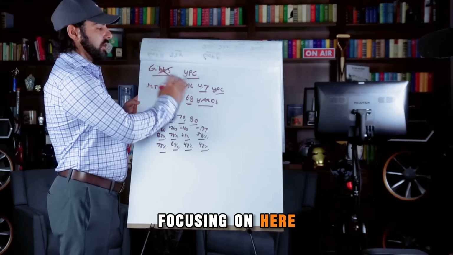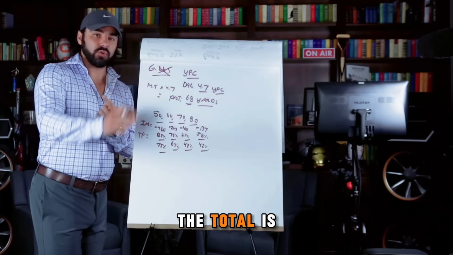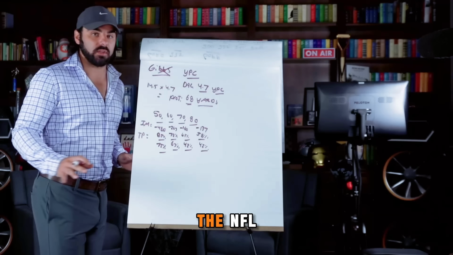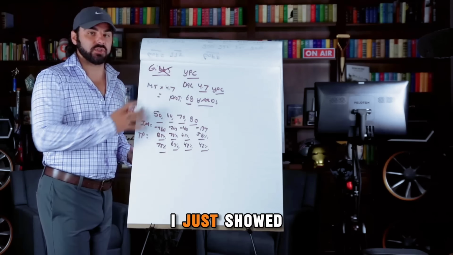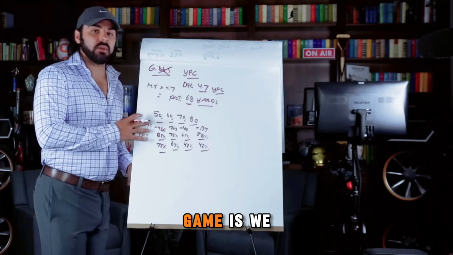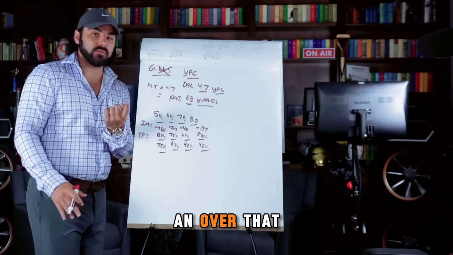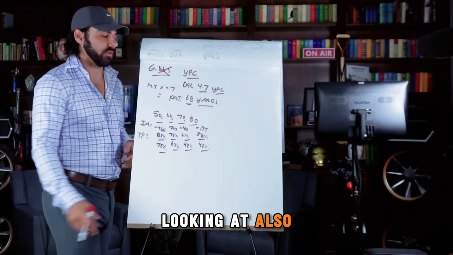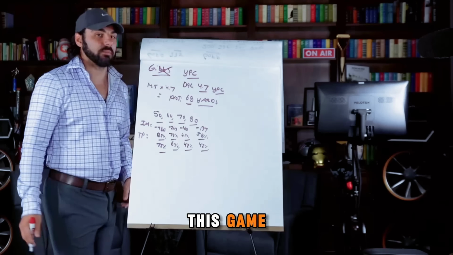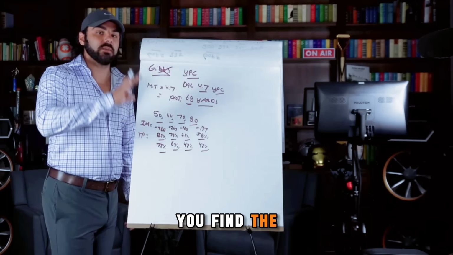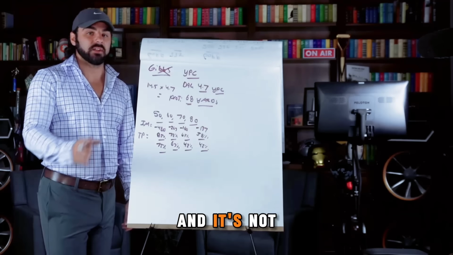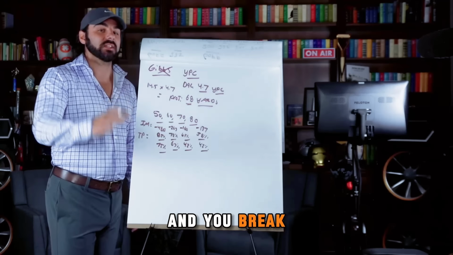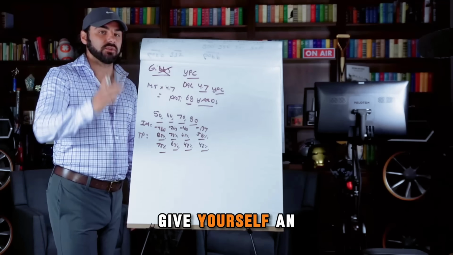So what we're focusing on here, obviously, is the total that you would find within this game. After we've broken down this entire game, and like I said, you can do this with any game in the NFL, any game you can break down just like I just showed you. What we've got from this game is the total, an over that we're looking at, and then two QBs that we have passing yards totals that we're looking at also. So that's what we were able to depict from this game. Like I said, when you break down a full game, you find the best plays within the game. It's not going to be every single prop that's out there, but that's how you find the best props within the game, and you break down a full NFL game to give yourself an advantage.